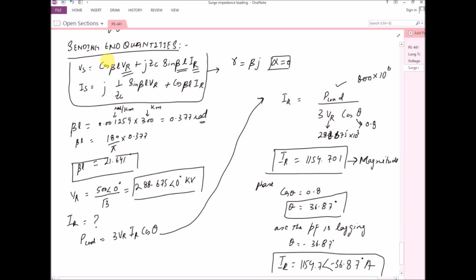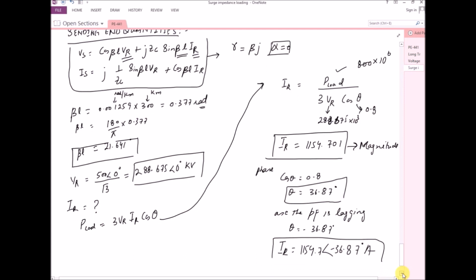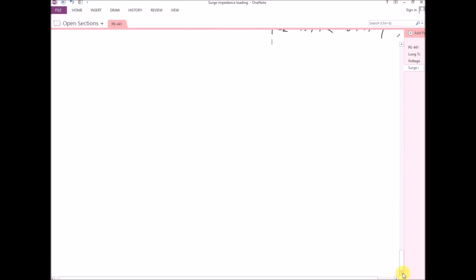Now for calculating the sending end voltage and sending end current, we only have to put in the values of all these quantities. So Vs is equal to cos beta L VR plus j ZC sin beta L IR. We know IR, beta L, ZC, VR and beta L. So the final value of Vs will be 356.53 angle 16.1 kilovolt.